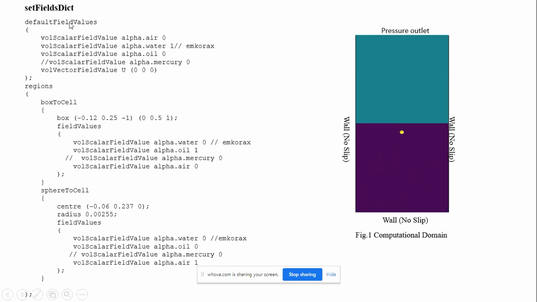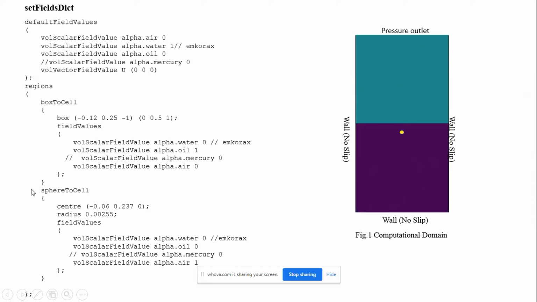By default in the field values, I selected water for the full computational domain, and everything else was 0. Then, on specifying the upper phase, since the lower phase is already water, I replaced the upper phase with oil. In the box-to-cell command, we have just given oil as 1 and all others as 0, so oil is replaced in that portion of the water.